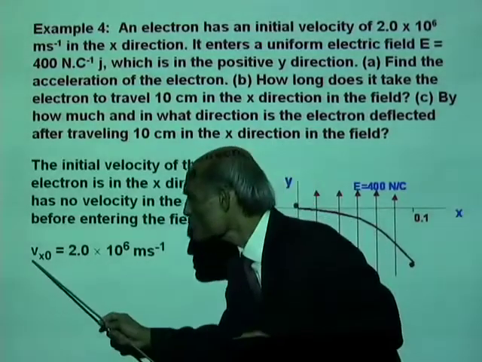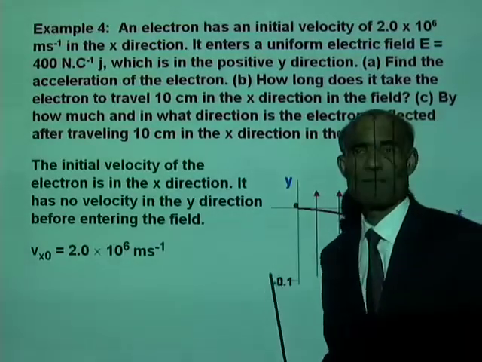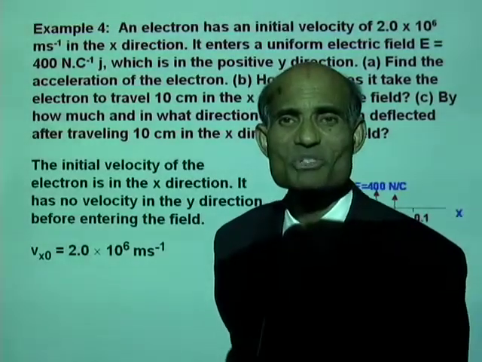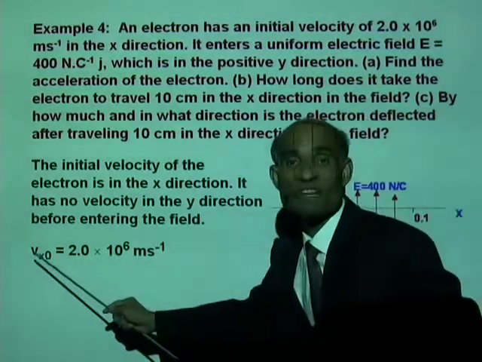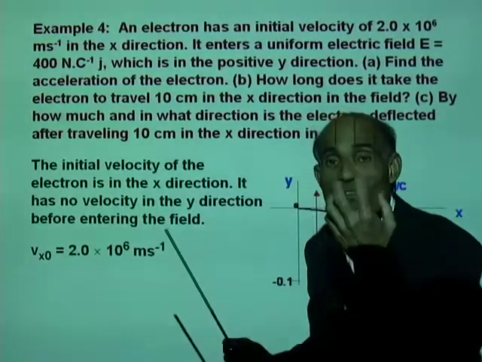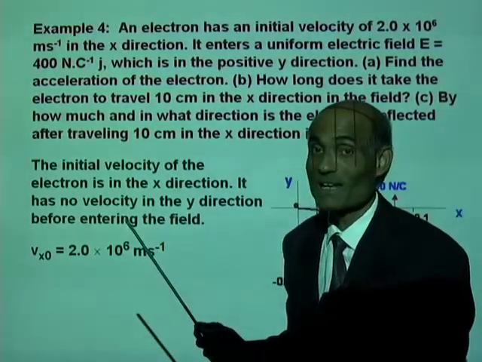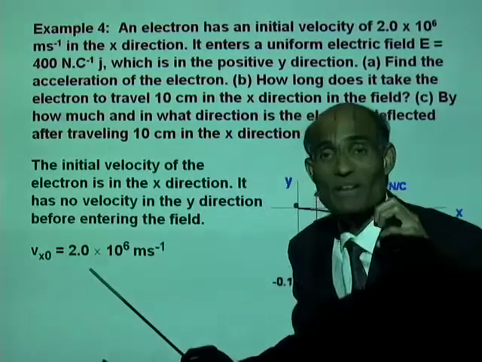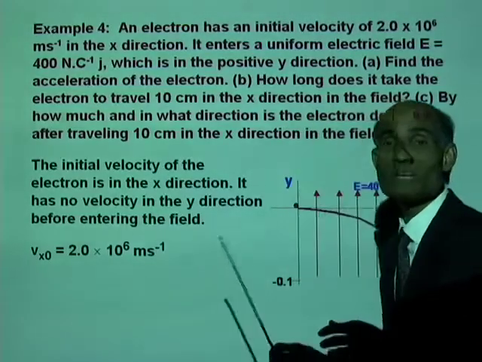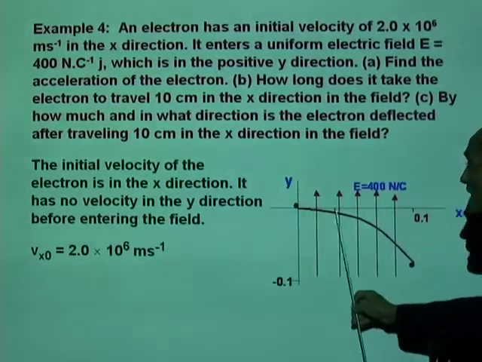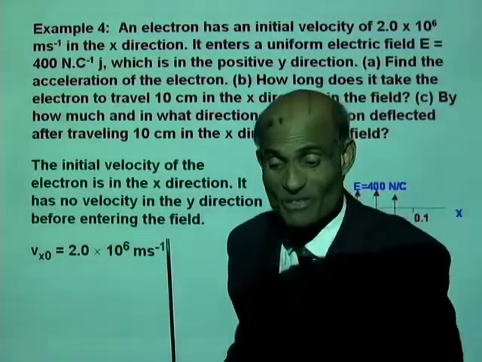Tell me, what happens to this x velocity as the electron enters the field? Let me see how many of you remember the concept in projectile motion. You see, this electric field will not affect this x velocity. The electric field will only affect the y velocity. You see that? The x velocity will not be affected by the electric field. That means this Vx0, that is 2 times 10 to the 6 meter per second, will remain a constant as the electron moves through the electric field, because there is no force in the x direction.